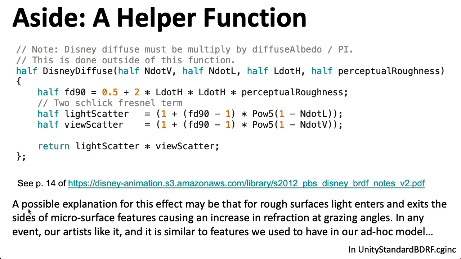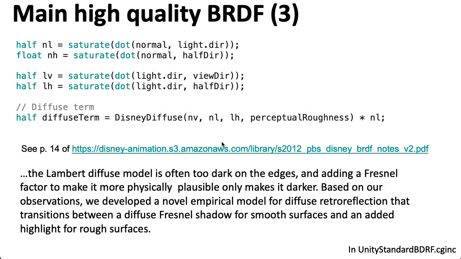Burley goes on. A possible explanation for this effect may be that for rough surfaces, light enters and exits the sides of microsurface features, causing an increase in refraction at grazing angles. In any event, our artists like it, and it is similar to features we used to have in our ad hoc model. One thing to note about the way this is coded is this Disney diffuse is then multiplied by n.l, so this is the Lambertian term. So Disney diffuse by itself is the associated BRDF for the diffuse model, but then we also multiply it by n.l here to get the full diffuse term.